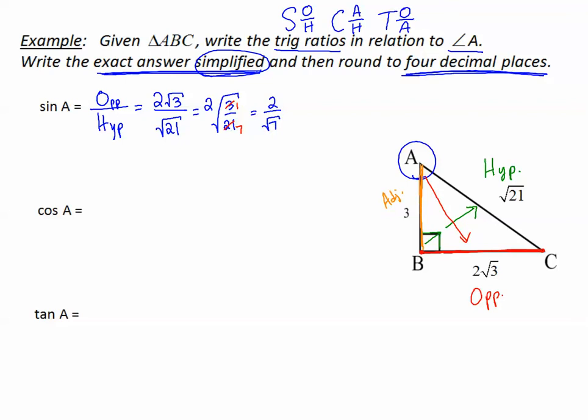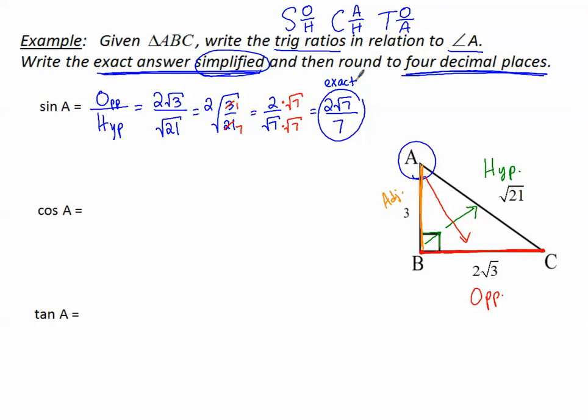Like I said earlier, we don't keep a radical, a square root, in the denominator. So the way to fix that, multiply by radical 7, but I have to do it in the numerator and denominator. And I do that because square root of 7 times square root of 7 makes just 7. In the numerator, 2 square roots of 7, and in the denominator, just 7. There's my exact answer simplified.